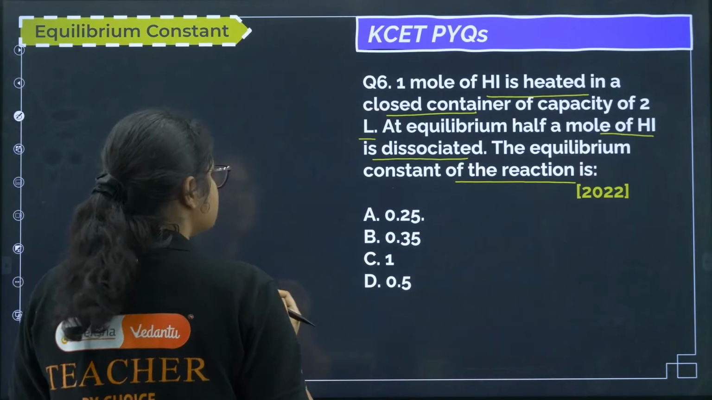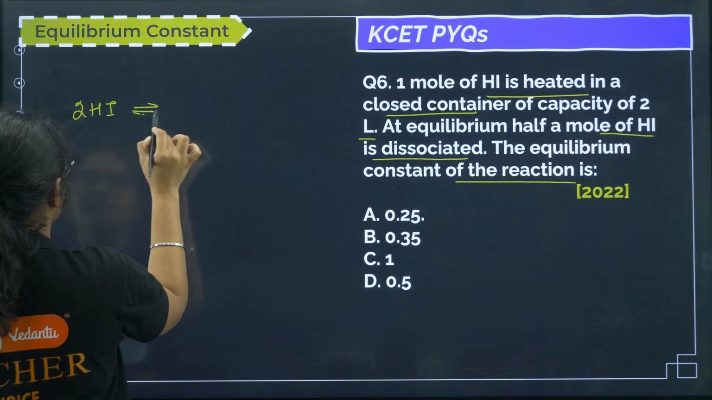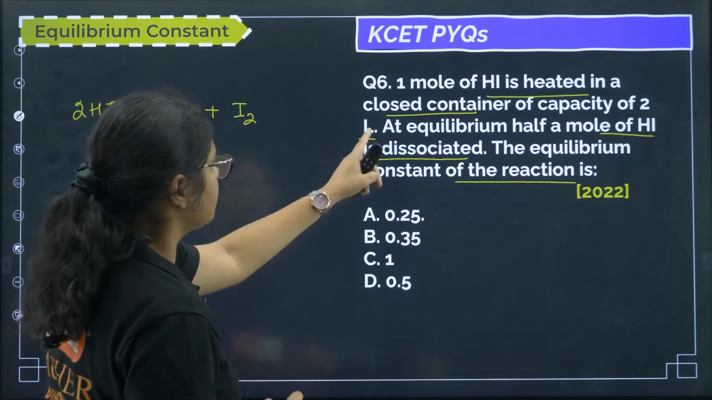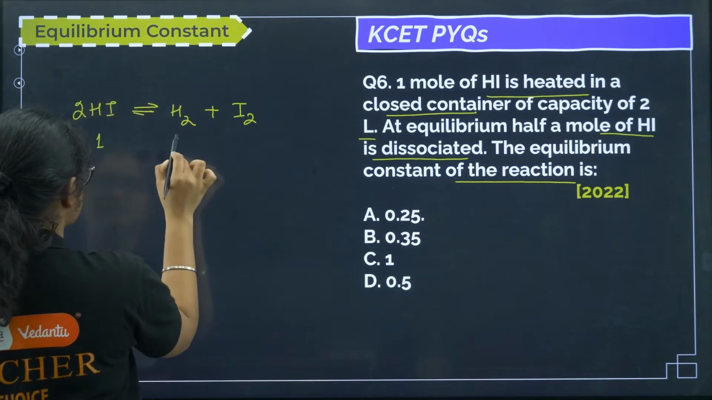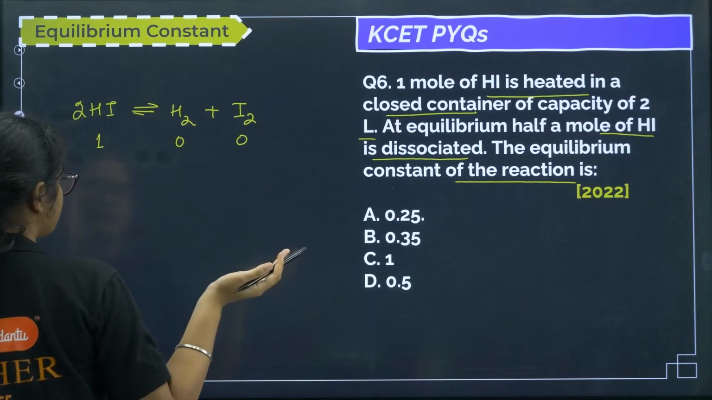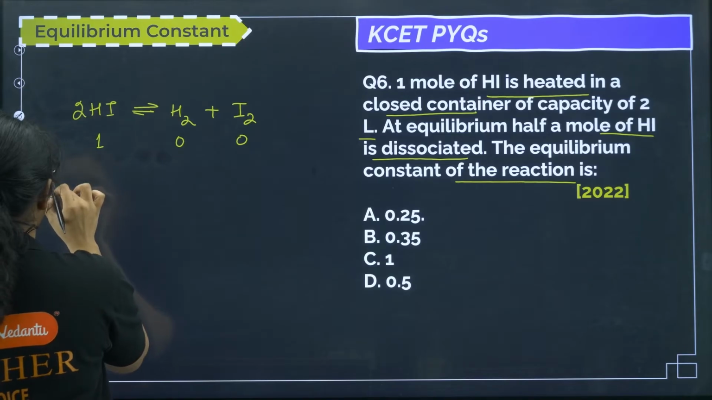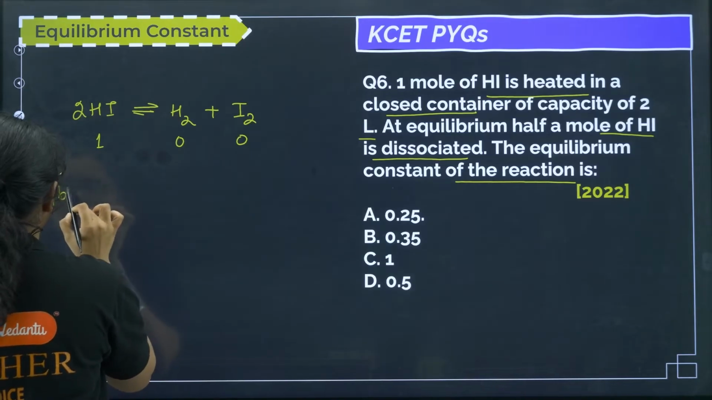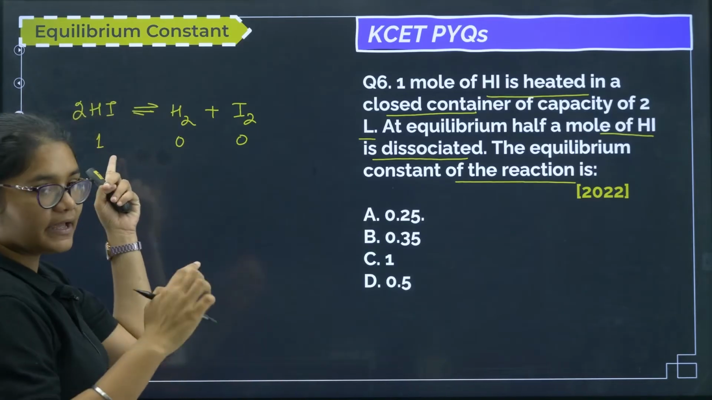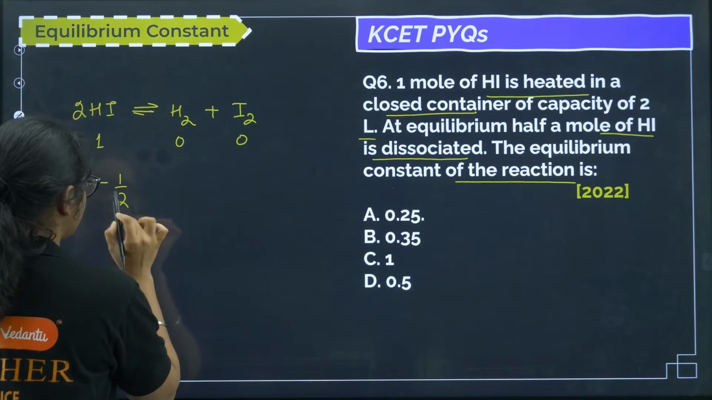Now let us see. Suppose we have 2HI dissociated to give you H2 plus I2, right. Initially we have 1 mole of HI, and this was 0 and this was 0. After that, some amount got dissociated, and at equilibrium, what was there? Half a mole of HI was dissociated. 1 mole was already there, half mole dissociated. So how much is left? 1 minus half.